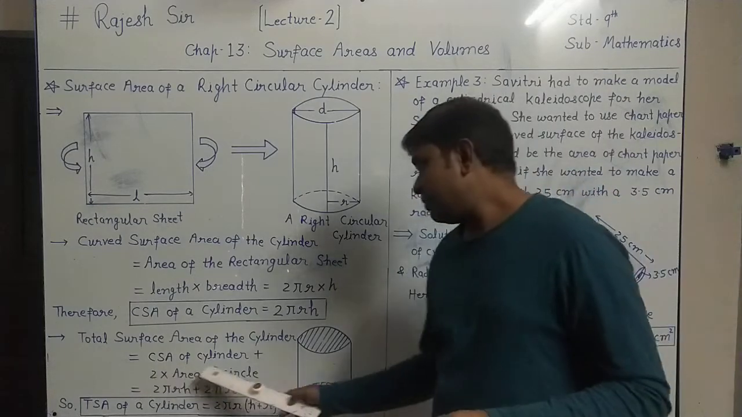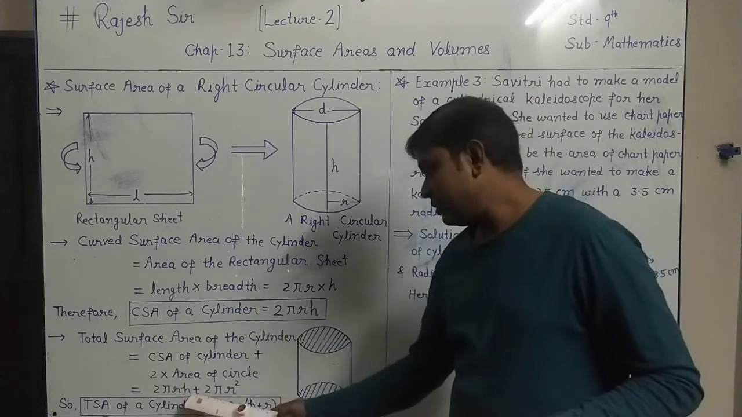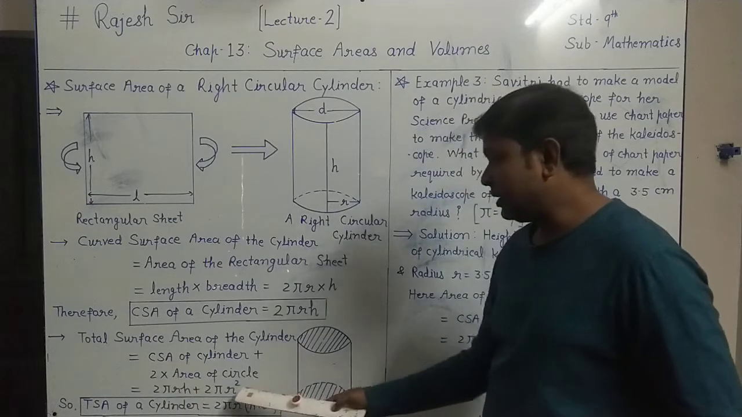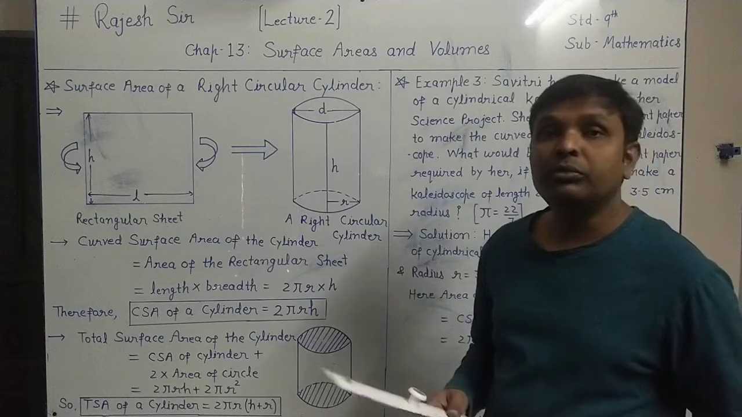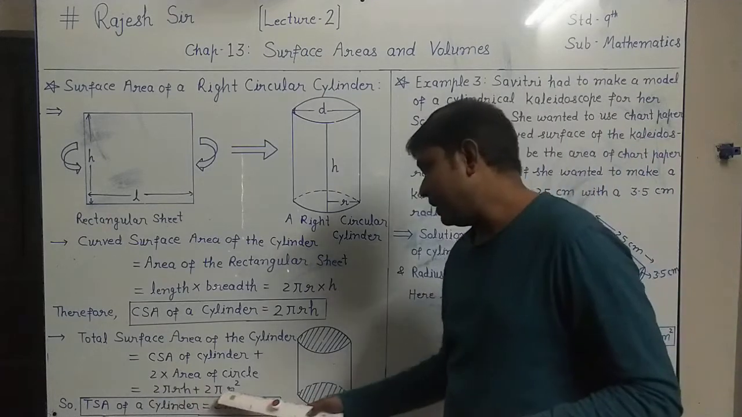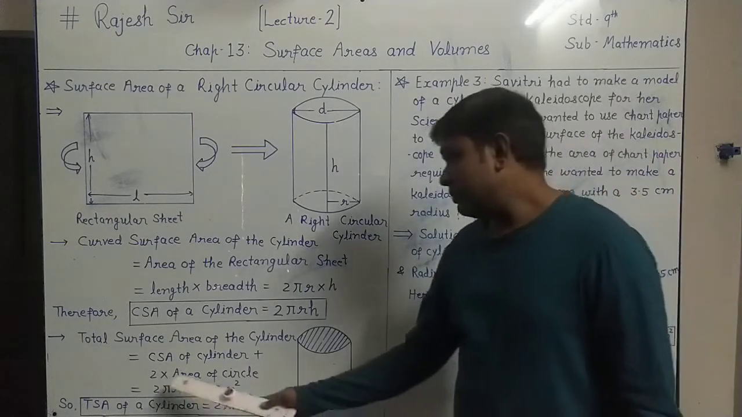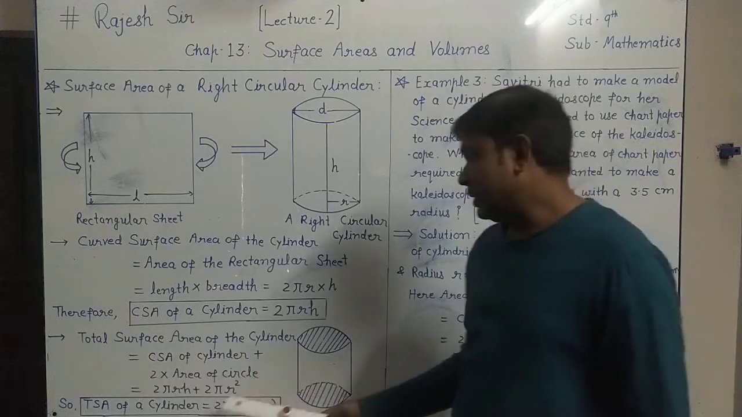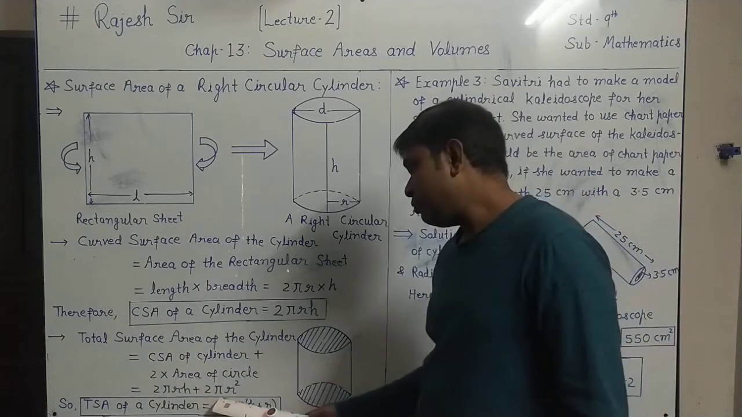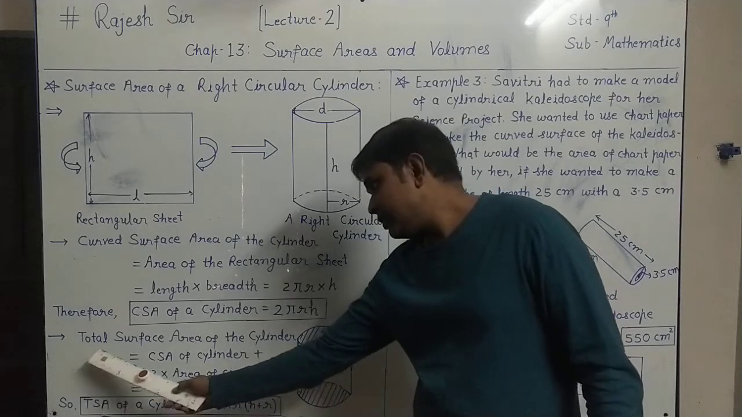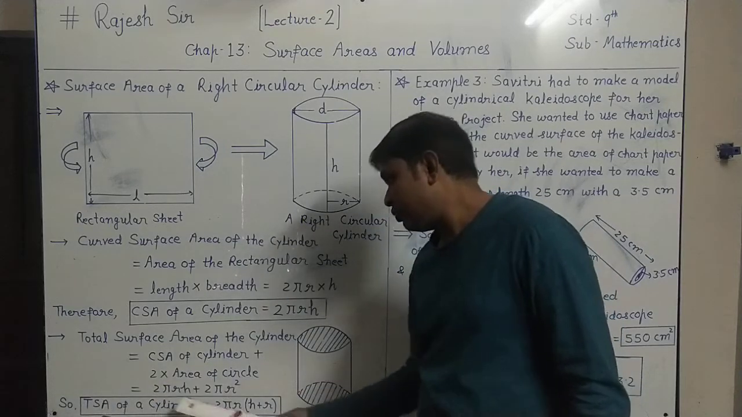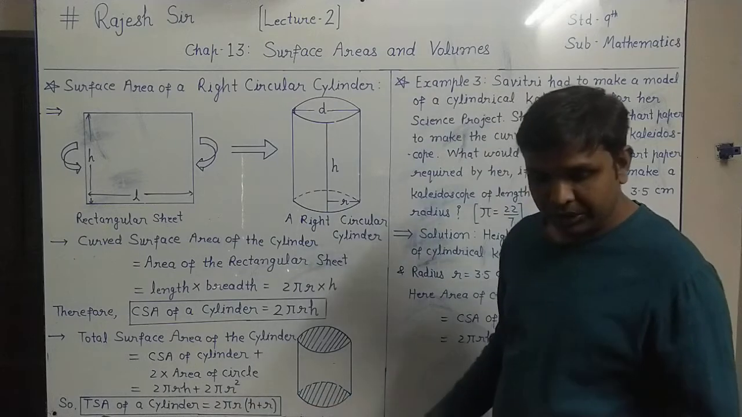Now again, CSA of cylinder we have seen is 2 pi r h, plus 2 times the area of a circle, which is pi r square. Area of circle is pi r square, it is 2 times, so 2 pi r square. So this way we will get the total surface area of the cylinder as 2 pi r h plus 2 pi r square. So in short, we can write TSA, that is total surface area of cylinder, equals to, we can take 2 pi r common from these two terms.